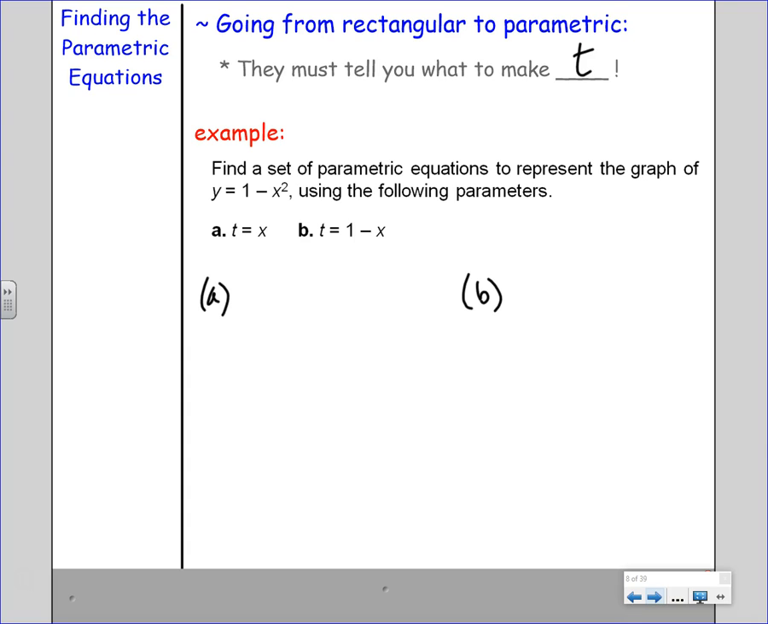Haven't you guys kind of gotten used to solving for one and plugging into the other? If they tell you in letter A that t is equal to x, can't I just plug in t and say y is equal to 1 minus who squared? X is t, so t can be x. Oh, hey, look, parametric equation. Wait, no, parametric equations come in pairs. Exactly. Take this guy to be your other one.